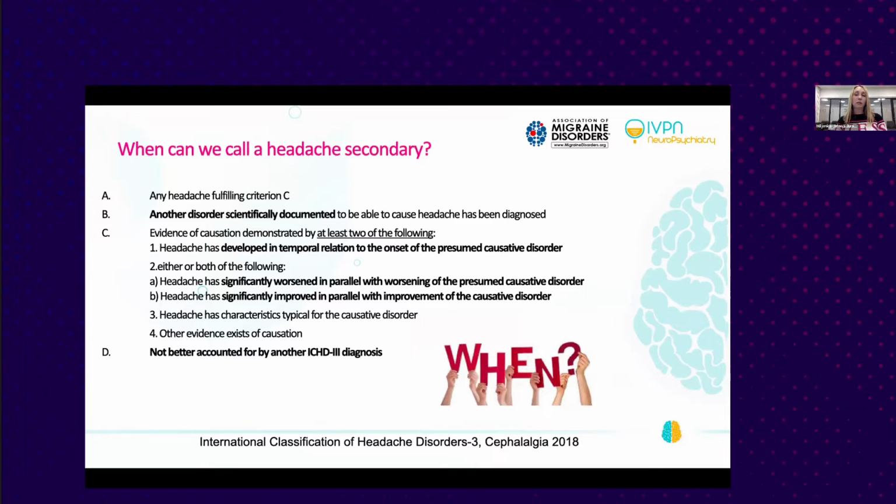When can we call a headache secondary? Well, when we have diagnosed a specific disorder and documented it by scientific methods. And then the headache has developed in temporal relationship to the onset of the presumed causative disorder. What will help us is that the headache will get significantly worsened if there is worsening of the presumed causative disorder, or significantly improved if there is improvement of the causative disorder. Lastly, it should not be better accounted for by another ICHD-3 diagnosis.